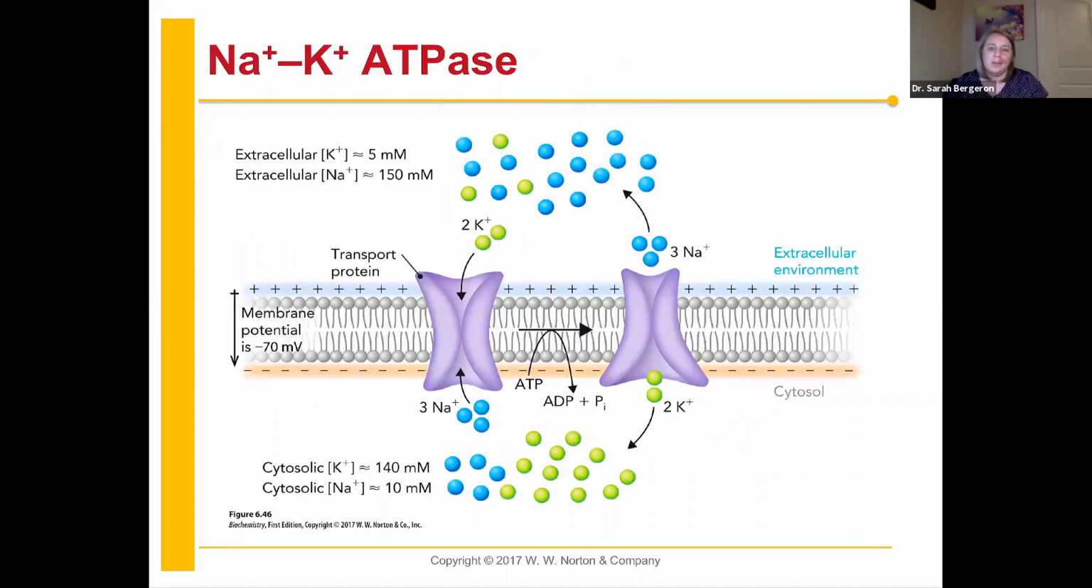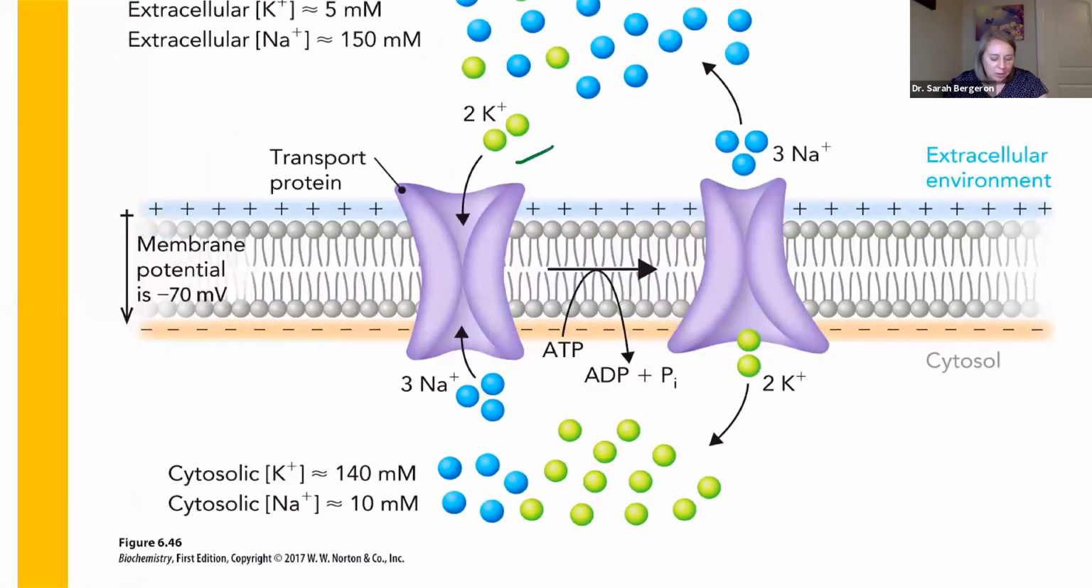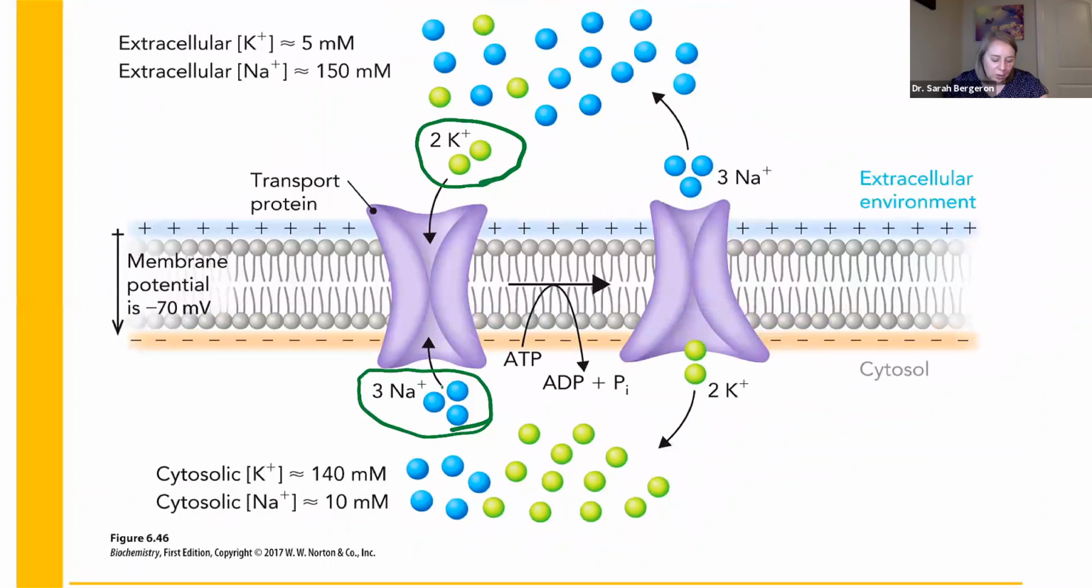So here's our sodium potassium ATPase, right? What's going to happen is we want to keep a charge difference, right? And so how do we do that? Well, here we're going to pump 2 potassium ions. At the same time, we're pumping 3 sodium ions. The sodium ions are going to exit the cell. The potassium ions are going to enter the cell.